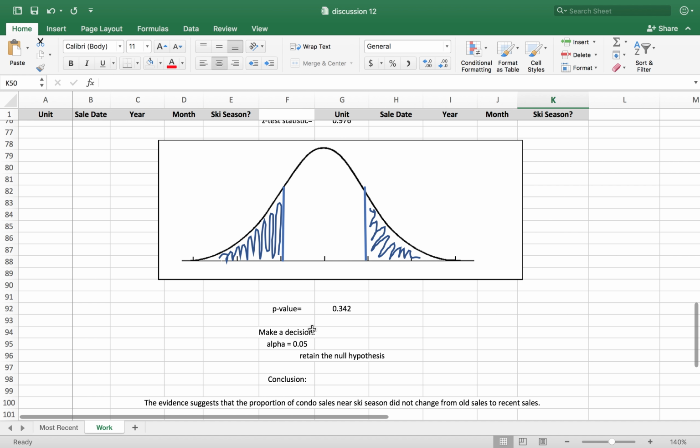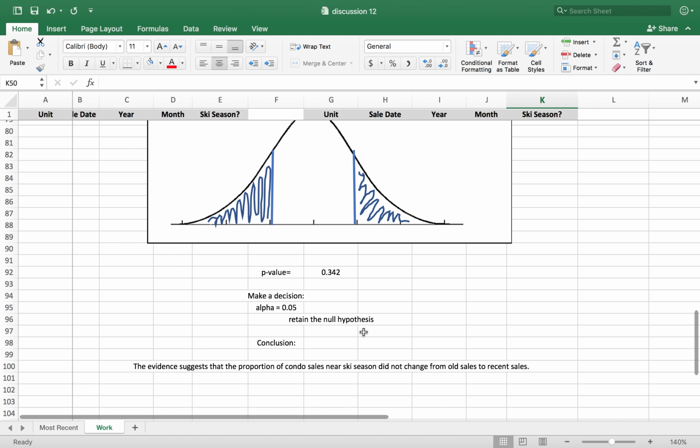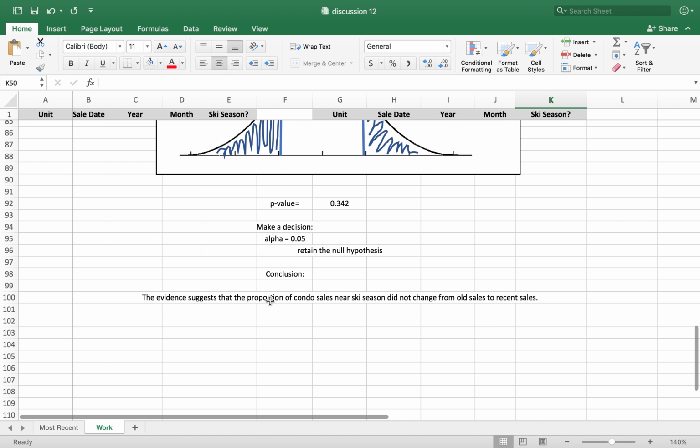The next step is to make a decision. I'm defining alpha as 0.05, which is pretty typical for significance. So for us, that means we're going to retain the null hypothesis because our p-value was not smaller than 0.05. In conclusion, the evidence suggests that the proportion of condo sales near ski season did not change from old sales to recent sales, aka the proportion of condo sales near ski season has stayed the same.